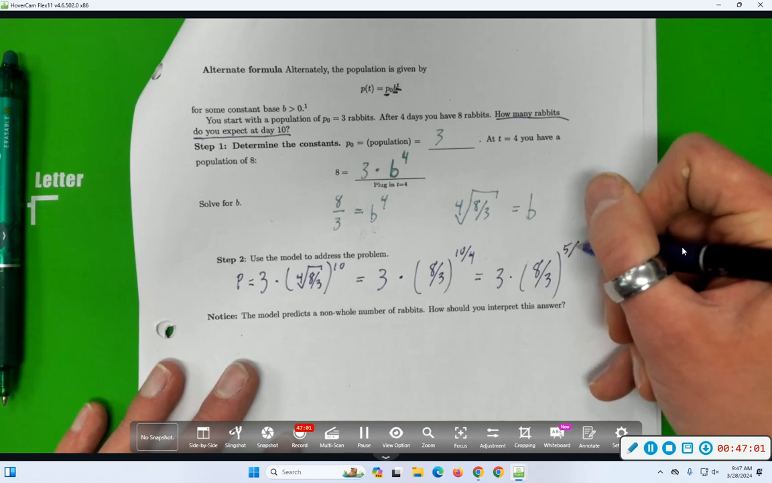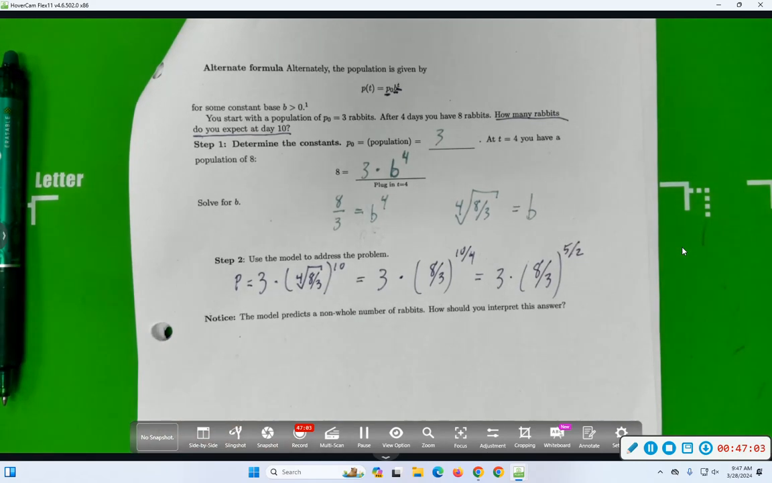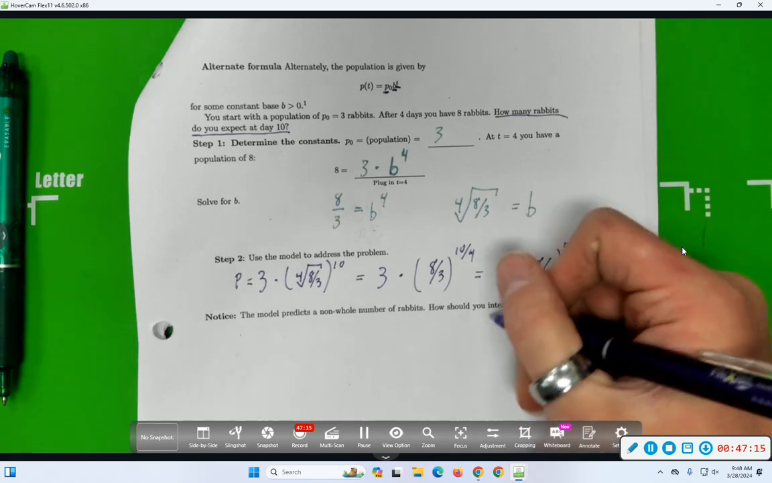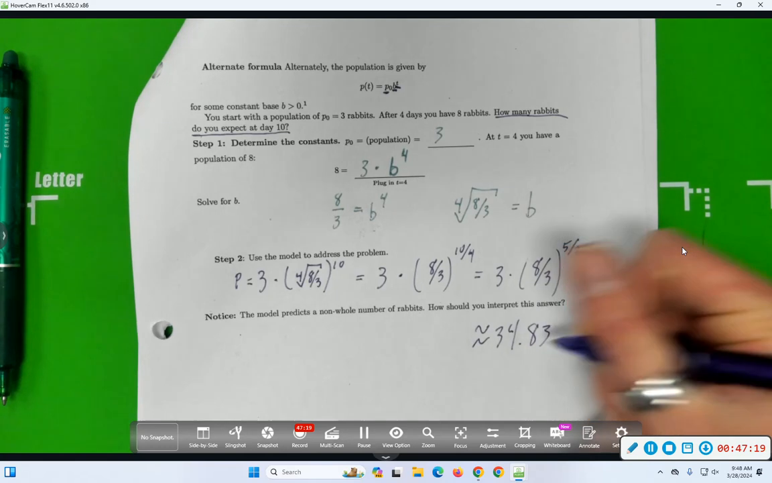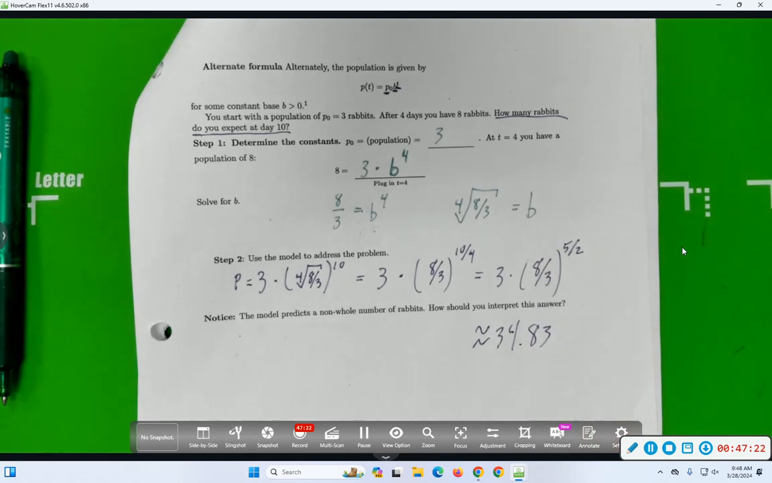10 and 4 have a common factor, so let's cancel that common factor. So that's 3 times 8 thirds raised to the 5 halves, or 2.5 if you like decimals. 34.8. Does that agree with other people who did the computation? Cool. I see one second. Do I see a second? Awesome. So let's look at that.